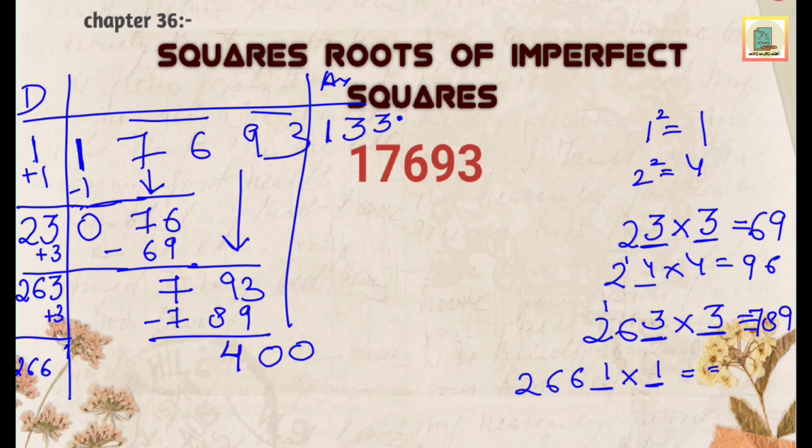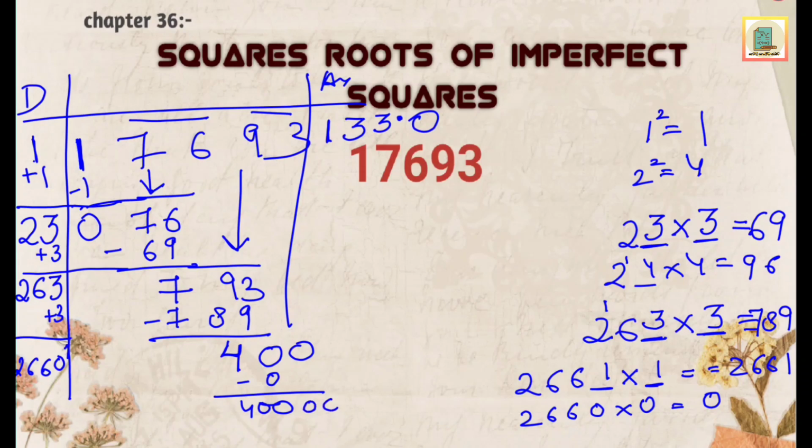So here we get 1 ones are 1. 266. So as we can see, it's quite a bigger number, so it will go only by 0. So 266 multiply by 0, we get 0. So 0 in the divisor part and 0 in the answer part as well. Minus 0, we get 400. Now here we will drop 2 more zeros over here.